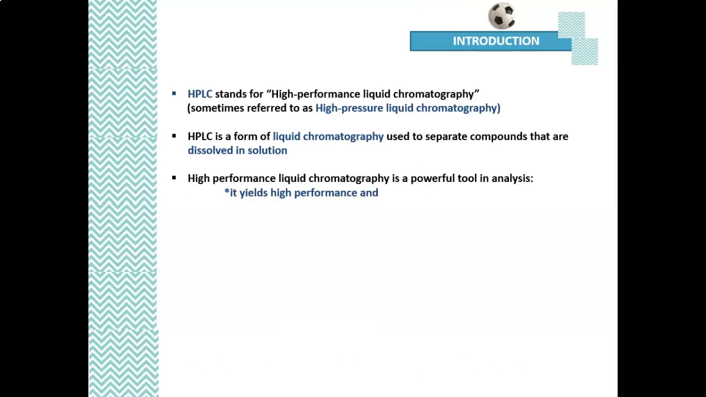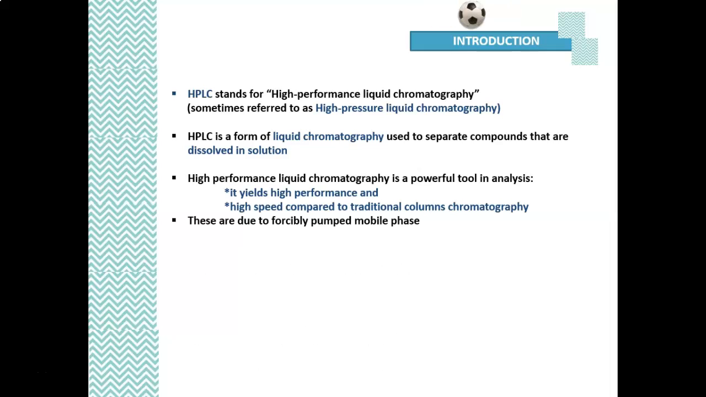High performance liquid chromatography is a powerful tool in analysis because it yields high performance and high speed compared to traditional column chromatography, such as paper chromatography and adsorption. These are due to the forcibly pumped mobile phase. Inside the HPLC instrumentation, there is a pump, and this pump will force the mobile phase together with the compound to be separated into the column.